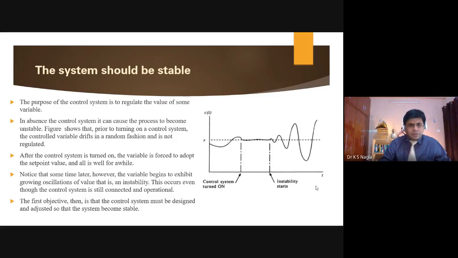and the controller will also try to control such oscillations. So the first objective is that the control system must be designed and adjusted so that the system becomes stable. This is the value of the stability of the system. The system which you are controlling should be stable. There should be very little oscillation, and very low deviation from the set point even over a longer duration of time. So the system should be stable.